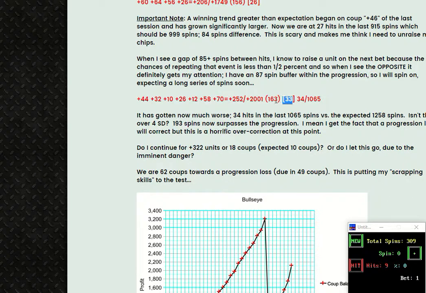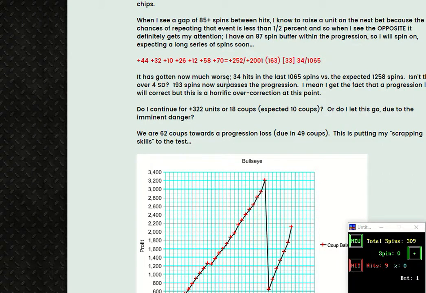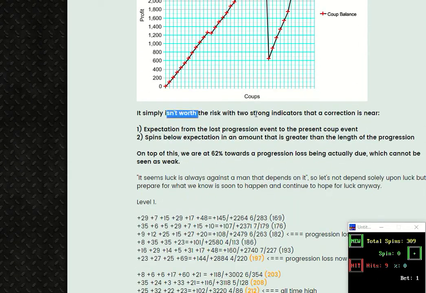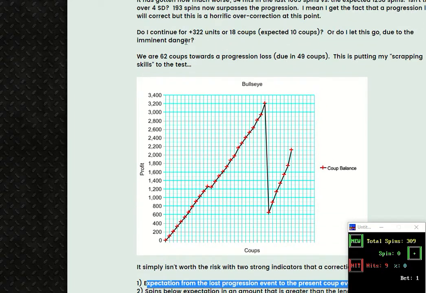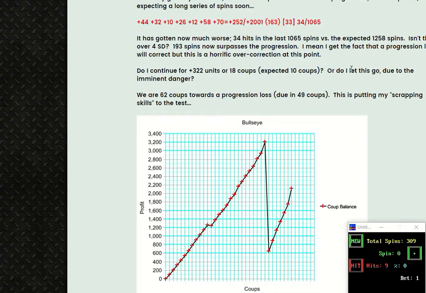We're also at 33 coups and 163. And this is the decision I actually made. I actually did make that decision, as it turns out, and I said it's just not worth the risk. Because we have the expectation from the loss progression event to the present coup event. Now, this expectation that I'm talking about here is the HS ratio, which is this ratio, 34 hits to 1065.